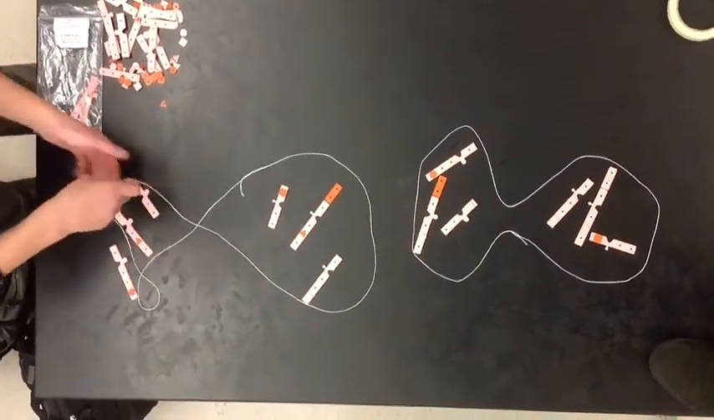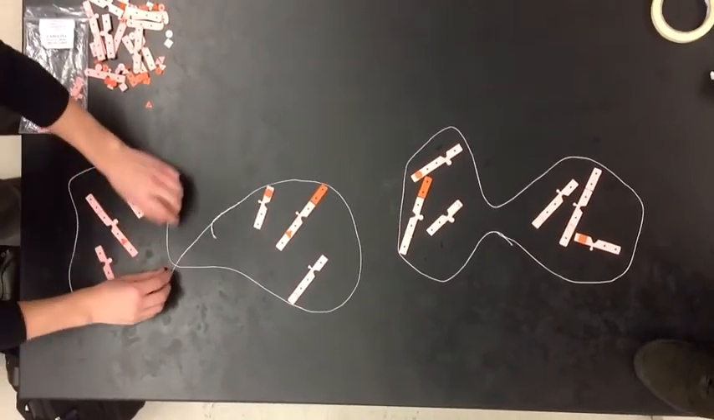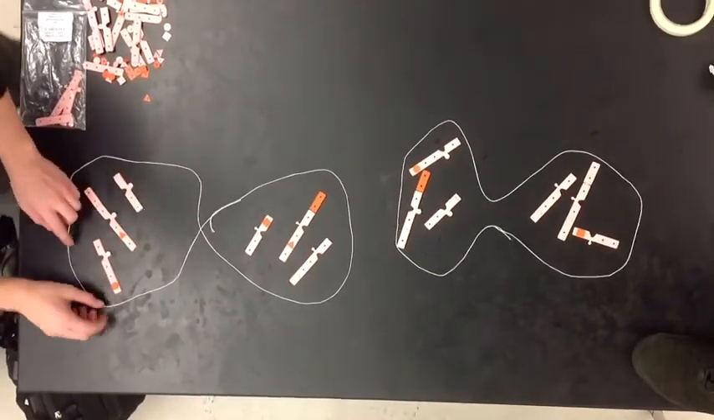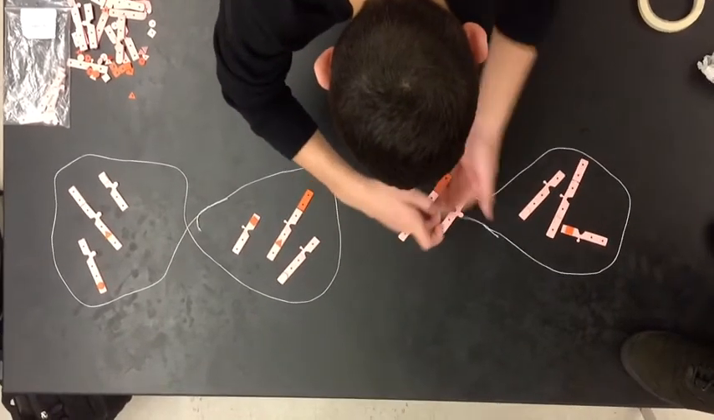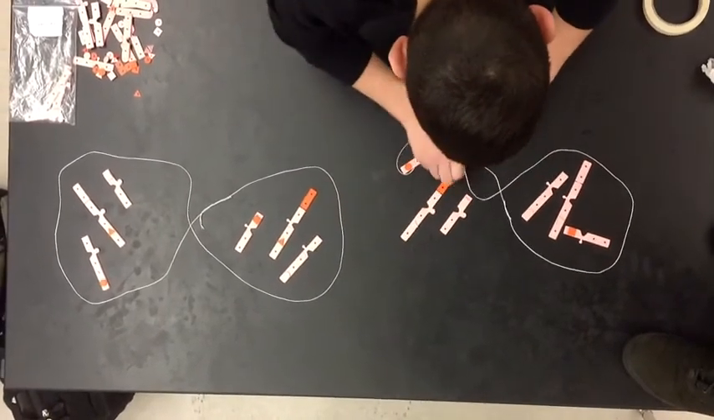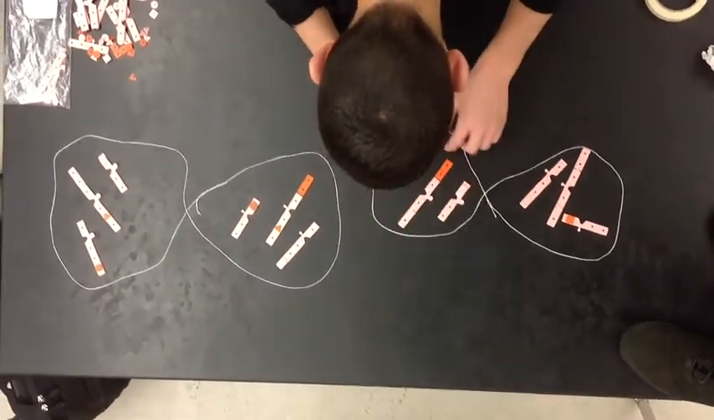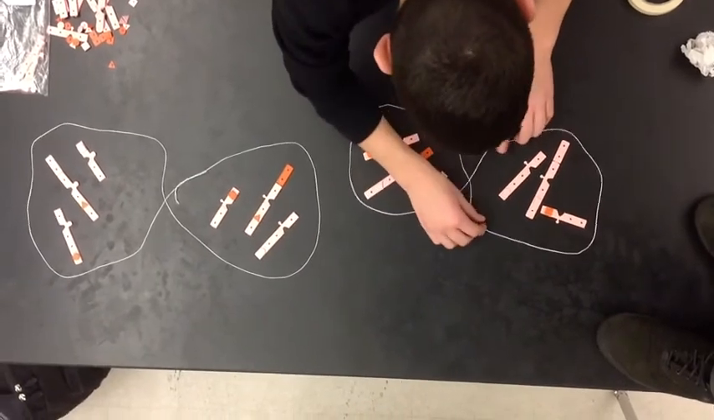Now, for the last part of meiosis 2 and meiosis as a whole. Cytokinesis occurs in both cells, forming 4 different daughter cells. Each of these daughter cells, as you can see, are diploids. These cells, many times, can be considered sex cells.